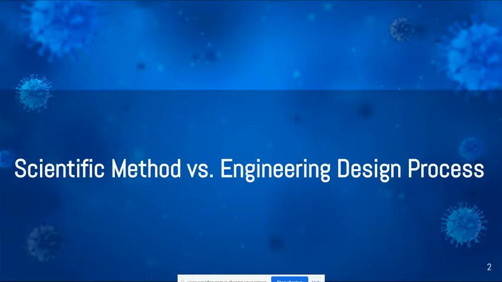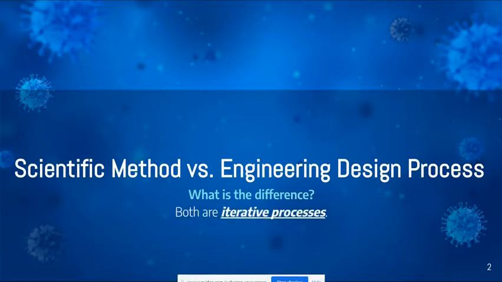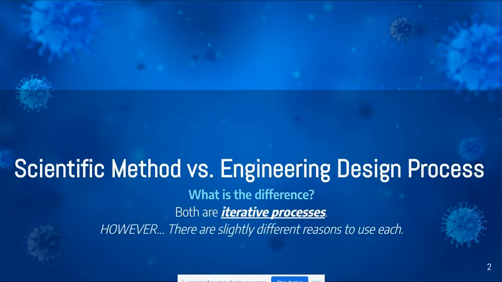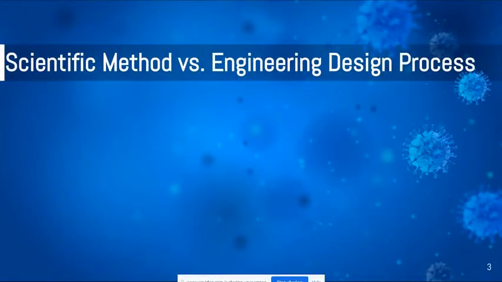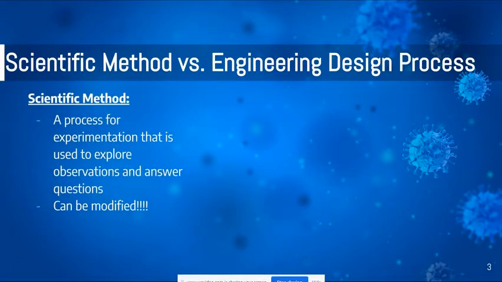So when we're looking at these two different methods, scientific method versus the engineering design process, we have to ask what the difference is. Both of these are known as iterative processes, which means that you can repeat them over and over again in order to get the optimal solution or conclusions. However, there are slightly different reasons to use each one, so you have to make sure to be purposeful about this. In the scientific method, this is going to be a process for experimentation that is used to explore observations and answer questions, and it can be modified.